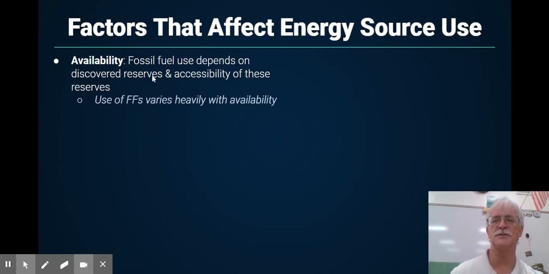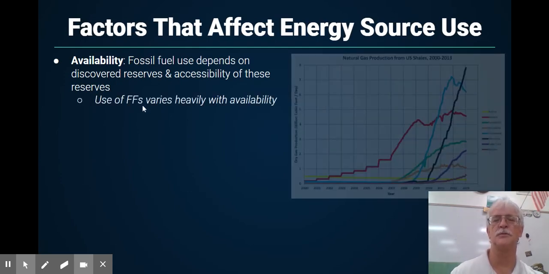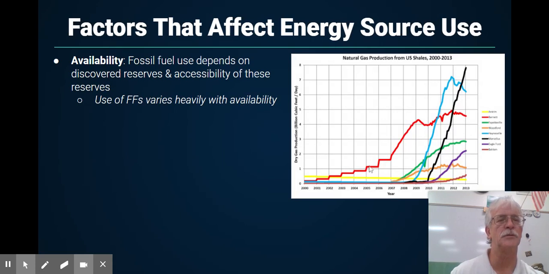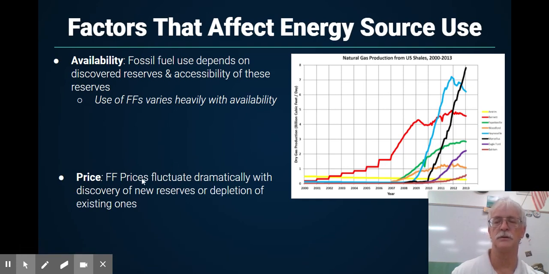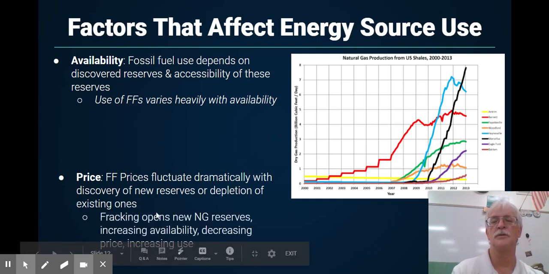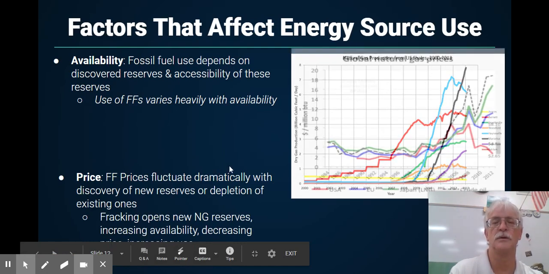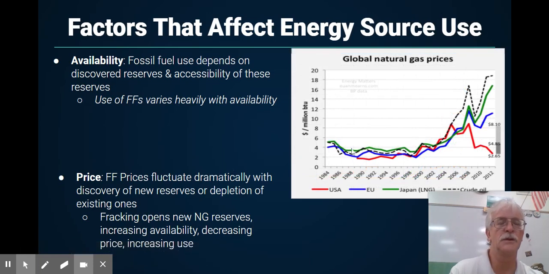Factors that affect it: availability. If there's too much fossil fuel, the price will go down. If there's not enough, the price will go up. Here we can see the amount of natural gas production has gone up greatly, oftentimes because of fracking. And as the amount of natural gas goes up, the price of it goes down. Like I said, fracking has opened new reserves, making the price go down. And you can see here that the prices have gone down because of deposits opening up in Oklahoma, Pennsylvania, and the like.